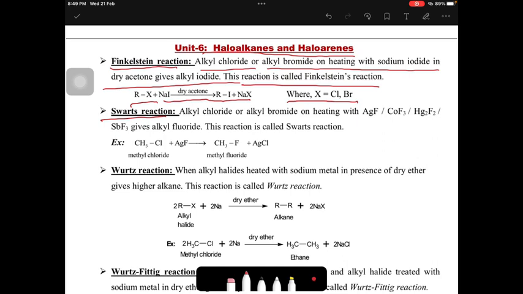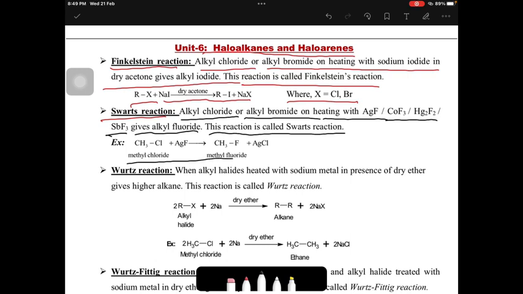Swarts reaction. Alkyl chloride or alkyl bromide on heating with AgF, CoF3, Hg2F2 or SbF3 gives alkyl fluoride. This reaction is called the Swarts reaction. Example: CH3Cl, methyl chloride, reacts with AgF to give CH3F, methyl fluoride, and AgCl.